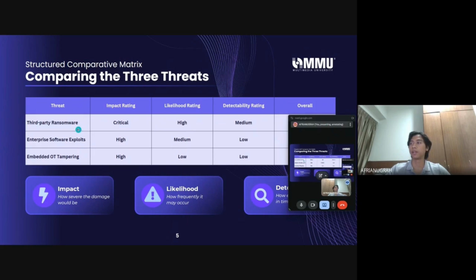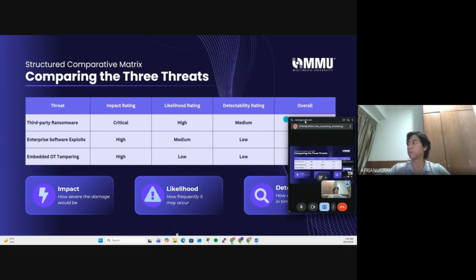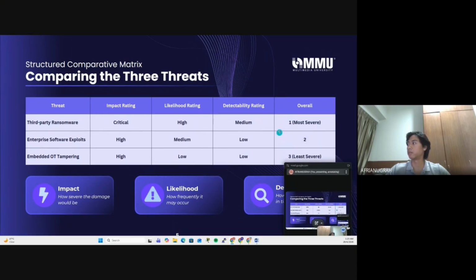First threat, third-party ransomware. The impact rating is critical, and the likelihood rating is high. Detectability rating is medium, and overall it's the most severe. The second threat is enterprise software exploits. The impact rating is high, and the likelihood rating is medium. Detectability rating is low, so this is the second one.